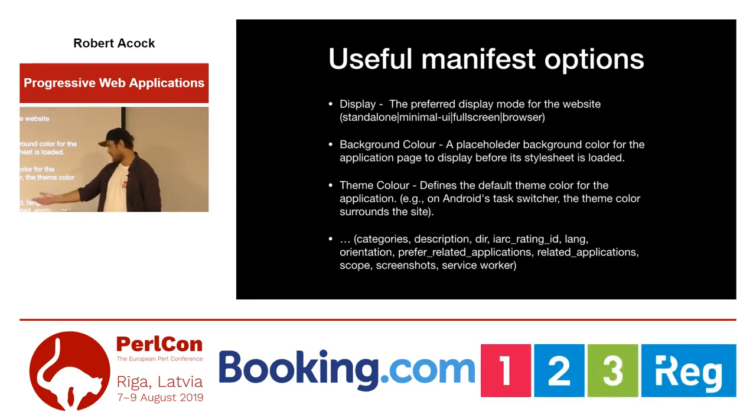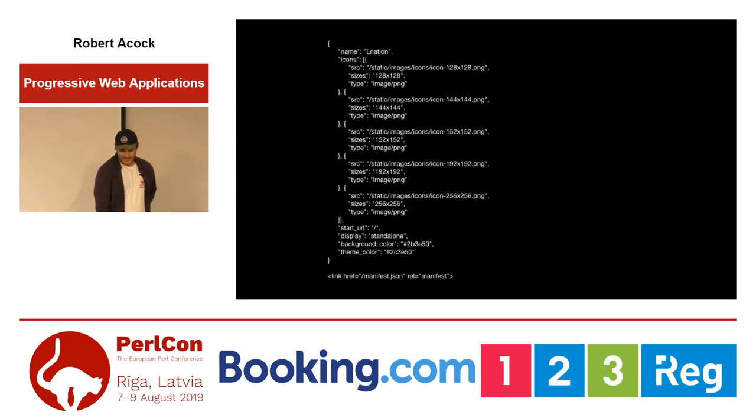And then there's a bunch of other things. Some of them are still semi-supported, but over time they might become more useful. For example, like the preferred related application stuff. If you've got a native application, you might want to redirect your user to this rather than installing the web application. So it's useful in that sense. So this is what the manifest.json looks like.